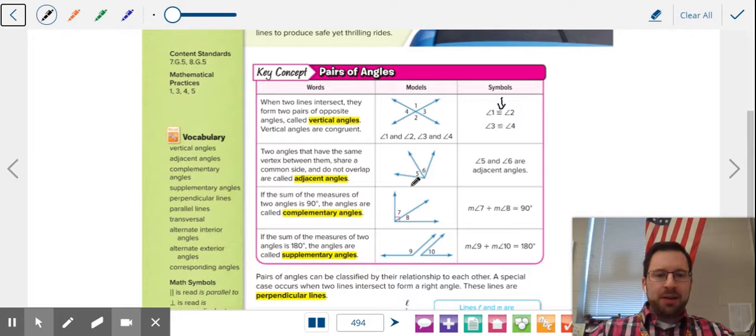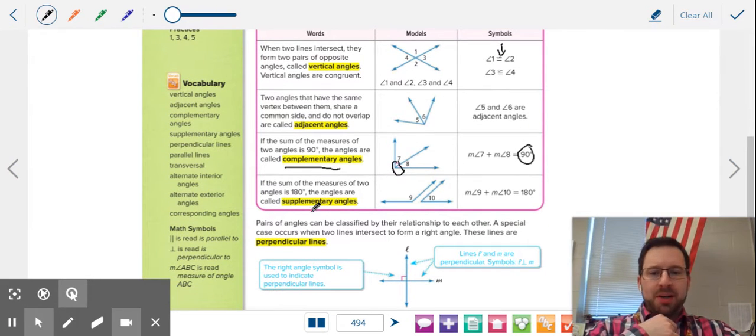Now, when you have two angles that add up to 90, these are complementary. They complete each other and make 90. So you can see here there's a 90-degree angle, and that's where you get 7 plus 8 equals 90. If you know one of the angles, you can figure out the other angle.